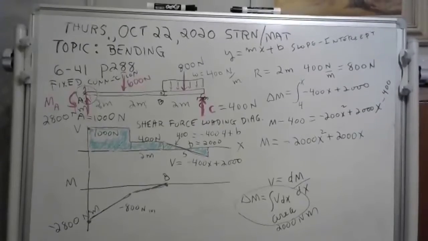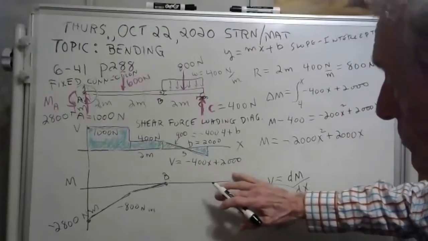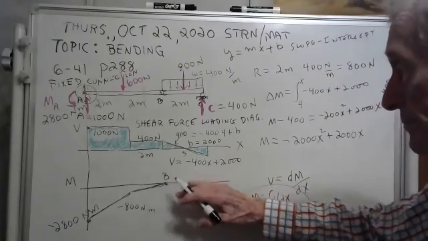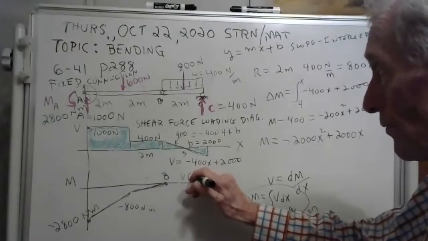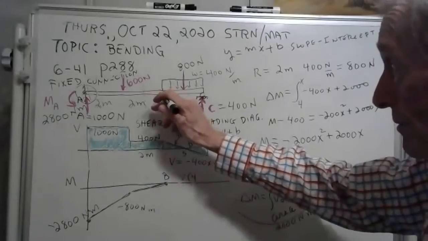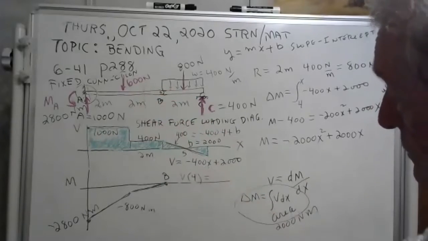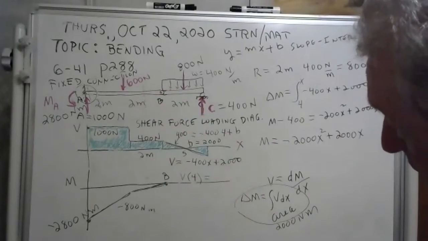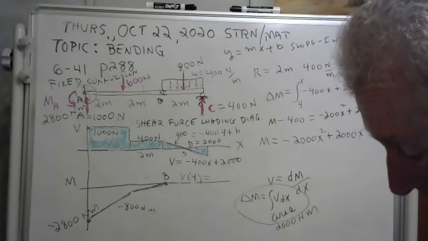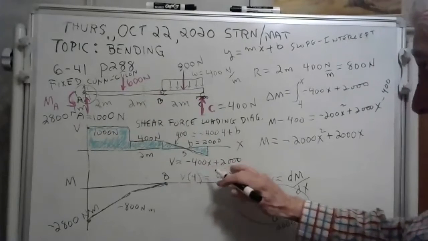No, I made a mistake. Now, just a minute. I think I got this equation right, but I'm going to double check it. Now, when I plug in the value of 4 meters, that puts me right here, 4 meters. What I get is minus 1600 plus 2000. I get 400. That worked. That's a correct equation.